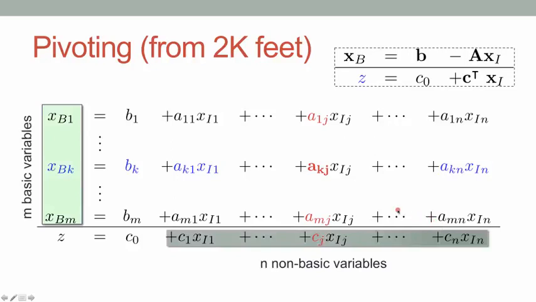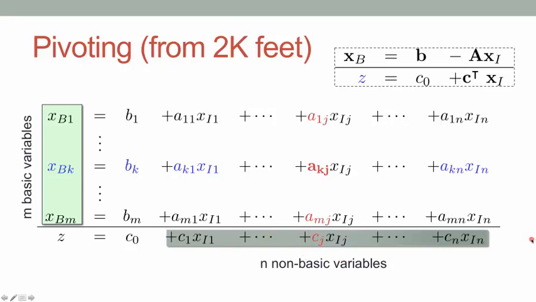And the one invariant that simplex always maintains is, in any dictionary, the number of basic variables, m, is the number of constraints in the original problem, and the number of non-basic variables, n, is the number of decision variables in the original problem before we added slack. And this is maintained as an invariant throughout simplex.